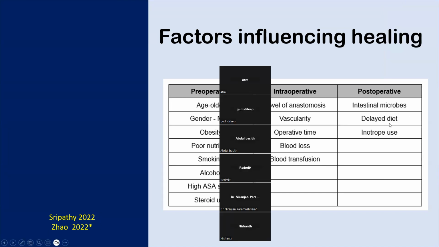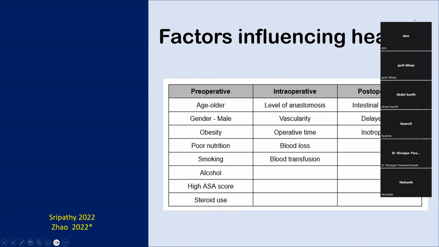Delayed diet. Again, as I said, the microbiome is mentioned, but I've really looked at the literature, I'm sure many of you have, and exactly how it impacts is not known. It is important to have early feeding. Otherwise, you will have a lot of factors, including gut hormones and motility, which can impact on the leak rates. Blood transfusion, how do you think that negatively impacts the healing? Praveen.